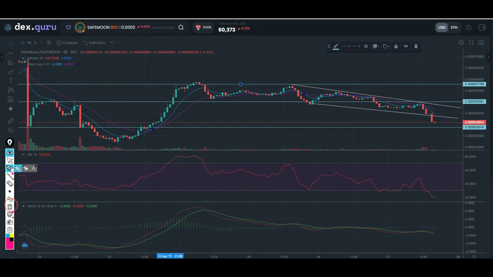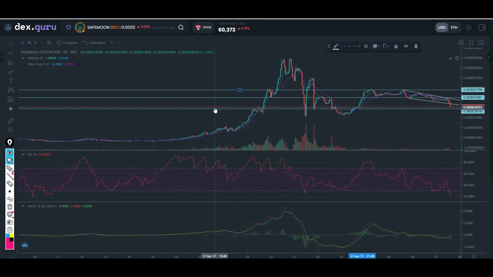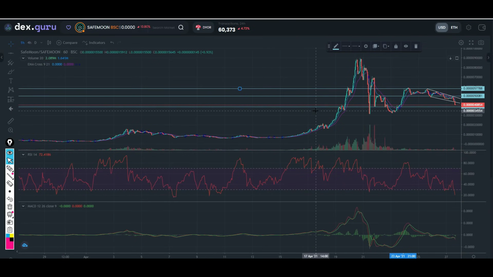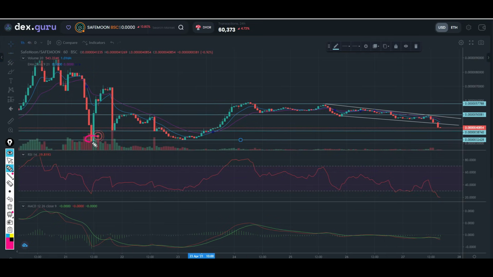Now, apart from that, if we continue lower and potentially even break the support level right over here, which, you know what, it's totally possible. Safemoon overall is super overbought, just look at that. So if we fail to get any higher highs and higher lows and break above the 9 EMA, then Safemoon could easily be heading all the way down here to this previous level of support that it had over here. We had support, support, support.